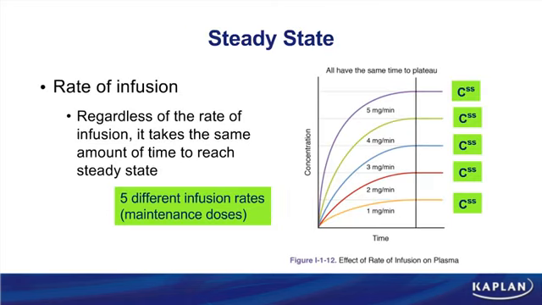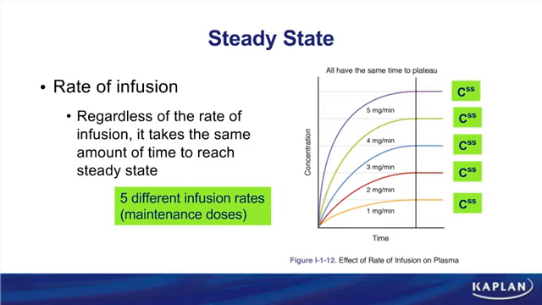This is a very important graph to illustrate the point that the size of your dose does not influence time to steady state. We see 5 different infusion rates on this graph, ranging from 1 up to 5 milligrams per minute. In fact, these are really 5 different maintenance doses, and that's the term that I want you to be very comfortable with. If your goal is to reach steady state, you're going to use a maintenance dose to do that. The word maintenance, maintain. You're trying to maintain a steady state plasma level with a maintenance dose.